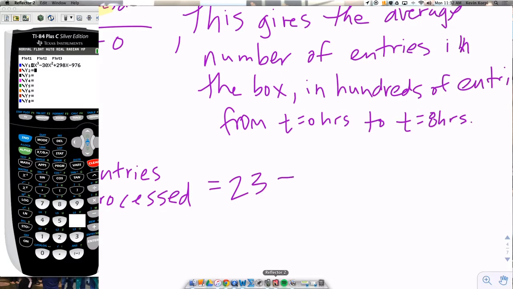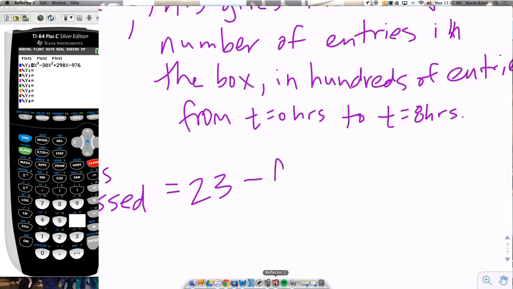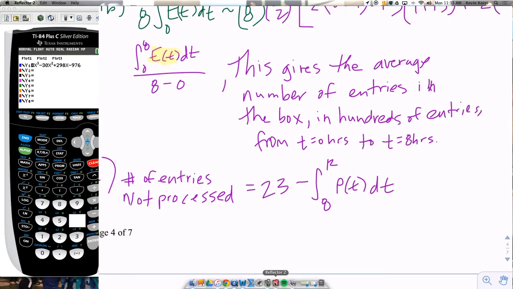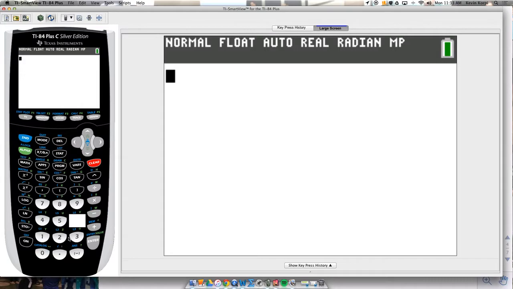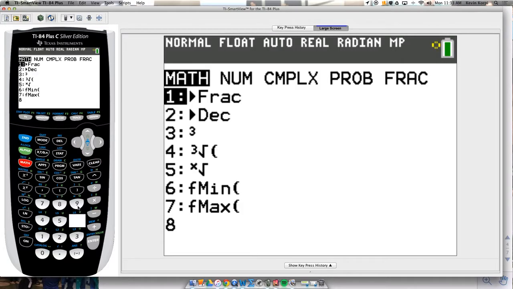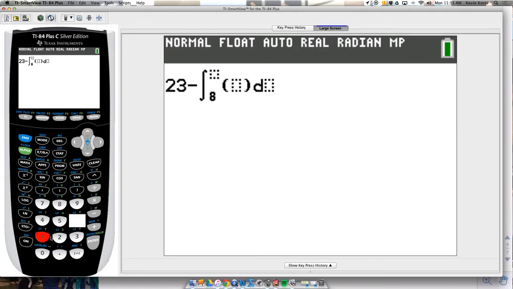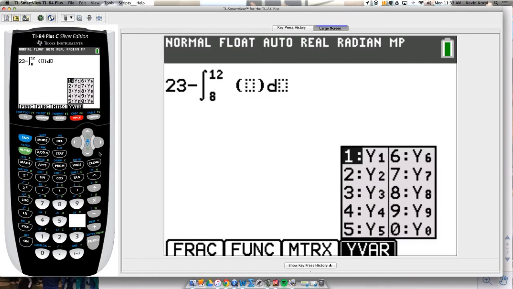And then minus, right, if we subtract now how many entries they processed, that should tell us how many were left, right? What we started with minus what was processed, how many are left. And the way we're going to figure out how many they processed would be the integral from 8 to 12. The function's name is P of T, so let's use it, dt. And that's all you'd have to show for your setup. And now you would go to the equation. I typed P of T in during the announcements into Y1. So there it is. You double check, triple check, make sure it's in there correctly. It is. And now from the home screen, you type in 23 minus math number 9, 8 to 12, and then alpha trace.